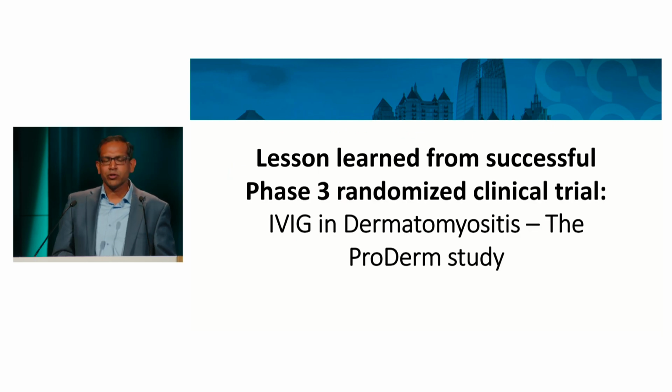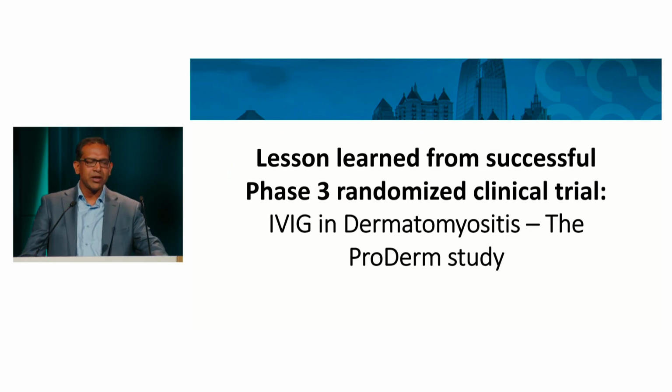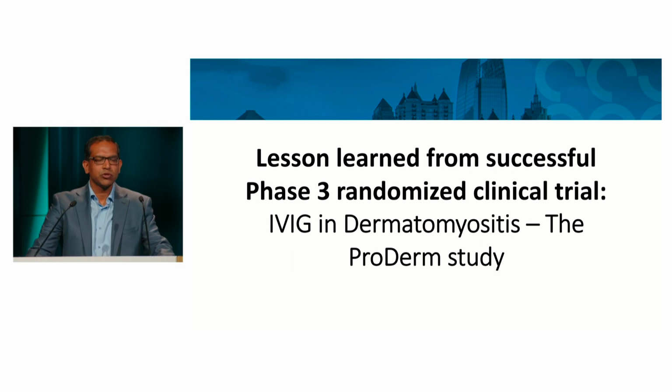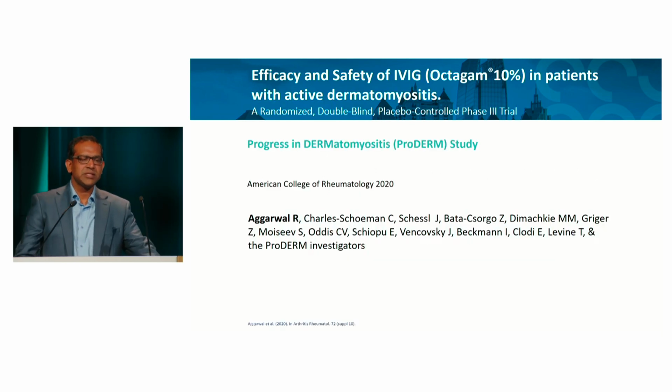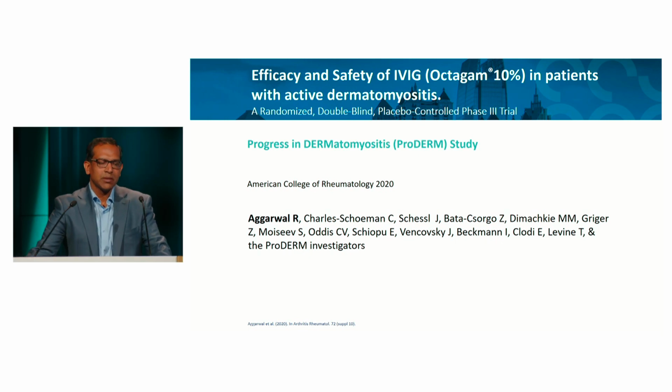The last part of my talk is about the randomized phase 3 controlled trial of IVIG in dermatomyositis, and the lessons learned from it. It's called the PRODERM study. The study was on the efficacy and safety of IVIG, which is Octagam 10%, in patients with active dermatomyositis. This was a randomized, double-blind, placebo-controlled phase 3 study. It was meant to be a regulatory, pivotal clinical trial.